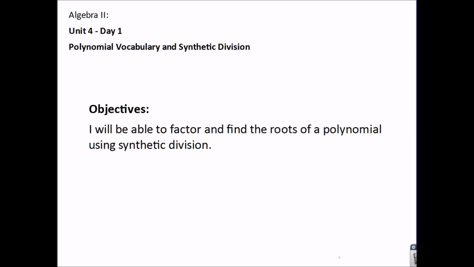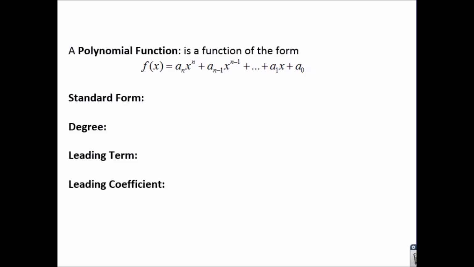Today we're starting our new unit on polynomials. So today we're going to review vocabulary related to polynomials and learn about synthetic division. By the end of this video, you should be able to factor and find the roots of a polynomial using synthetic division. So first of all, what is a polynomial?